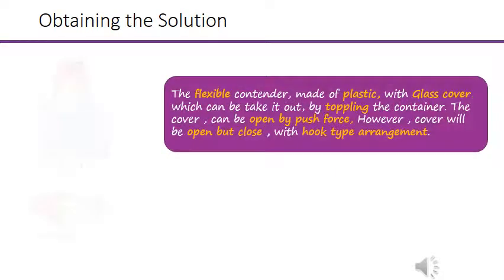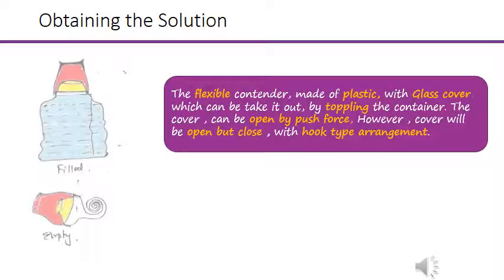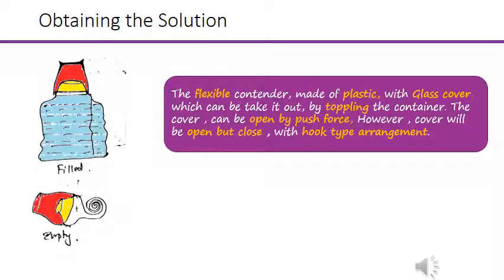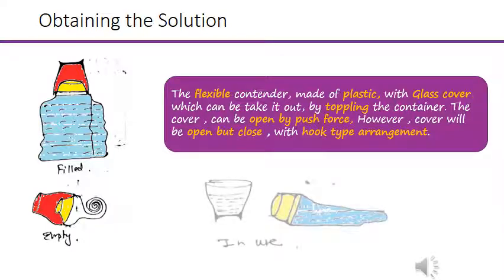Let us see the example. The exercise is done on the container bottle, to obtain an innovative solution for product development, to engage new customers, and expand the market. One of the obtained solutions is the flexible container, made of plastic, with a glass cover, which can be taken out by toppling the container. The cover can be opened by push force, however, the cover will be open but close, with a hook-type arrangement. Now, the newly added feature opens up novelty for the application.